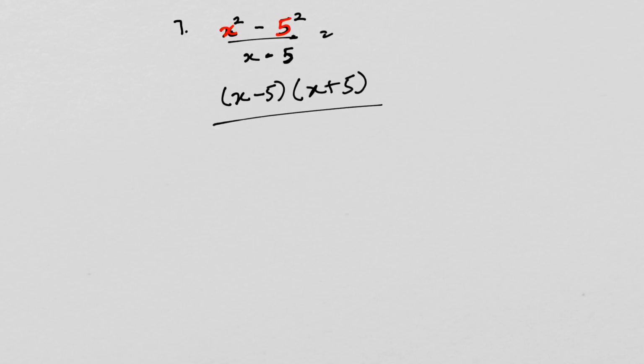So this is what we will have in the numerator. And x minus 5 is in the denominator. Now we can cancel the x minus 5 out. So we are left with x plus 5 as our final answer.